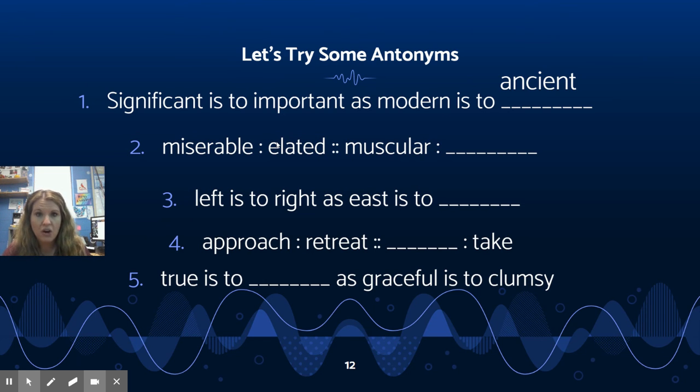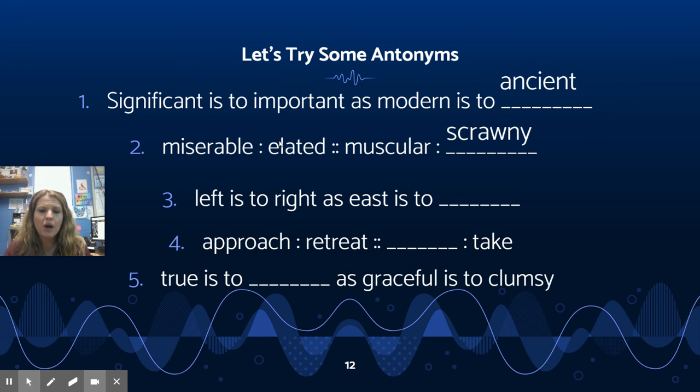Number 2, miserable is to elated. Those are antonyms. I did not make a mistake on that one. Miserable and elated mean the opposite. Miserable means I'm very just not happy with things. I'm very upset. And elated means I'm extremely overjoyed. So muscular, I would need the word that means the opposite. And I'm thinking weak doesn't really mean the opposite. I could use it. I'm thinking the word scrawny would work.